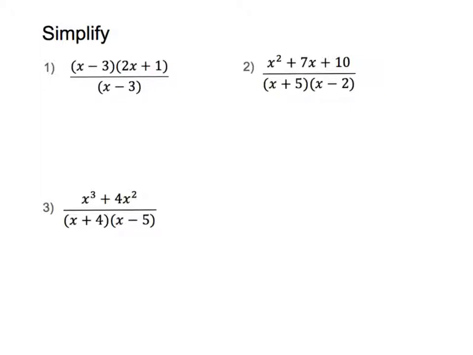What we want to try to do is see if we can cancel something from the top with the bottom. In order to do that, they have to be identical. Like this first one here, you have x minus 3 in the top and x minus 3 in the bottom. So that means that they cancel, and you would have just this 2x plus 1 left. So my answer here is just 2x plus 1. There's no denominator left, so in this case, this is my answer.